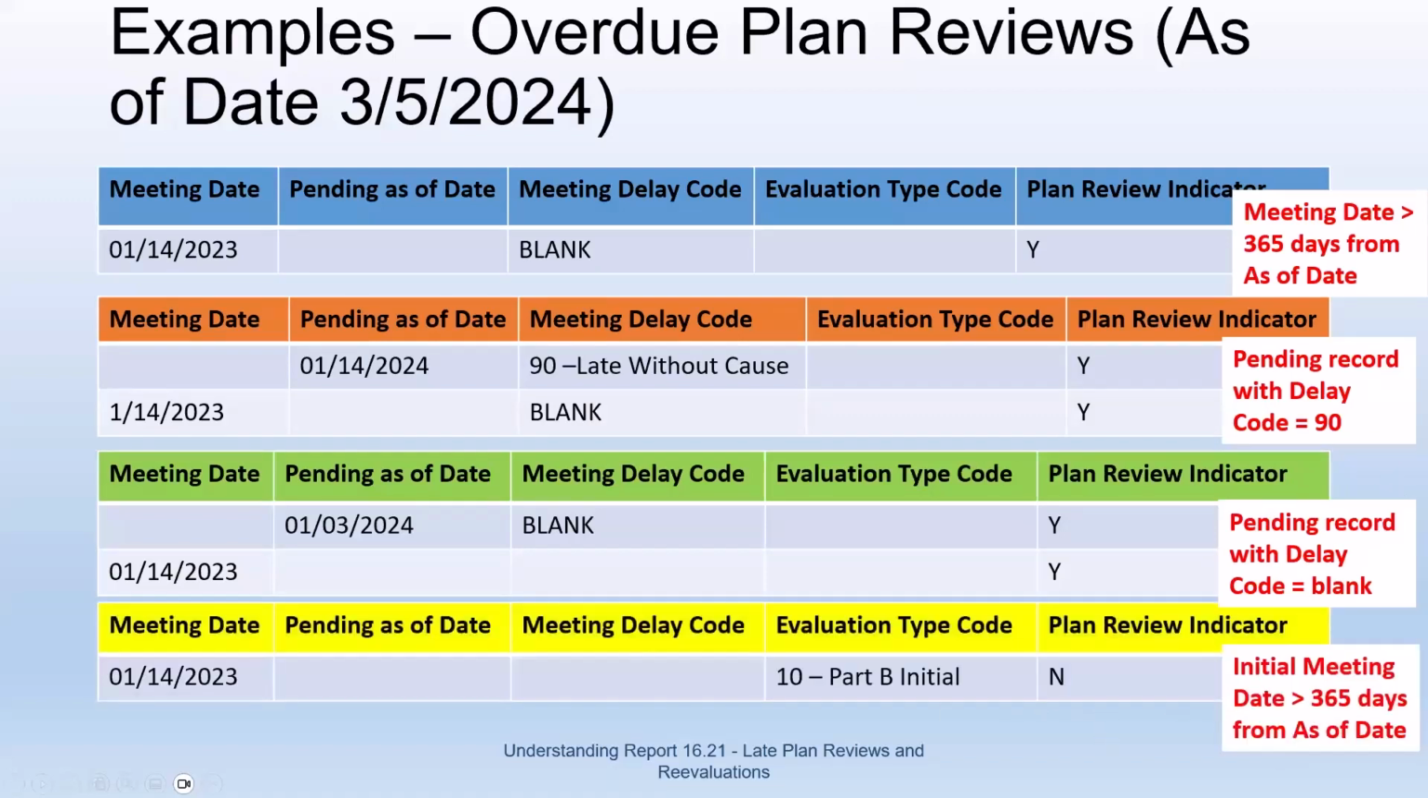And then the final scenario is an initial evaluation that was held on January 14th, 2023. Again, we expect an annual plan review 365 days from that initial evaluation, and there is not a subsequent annual plan review. Therefore, this is over 365 days from the as of date, and this will show up in overdue plan review, no pending record.